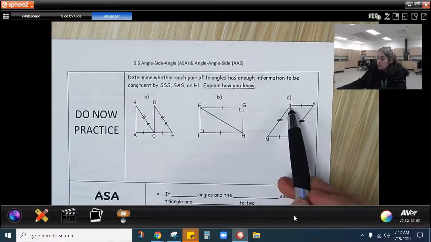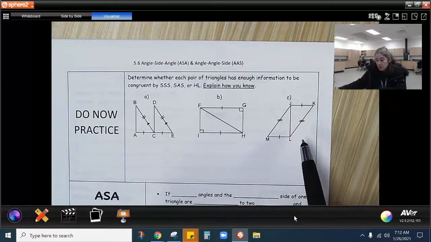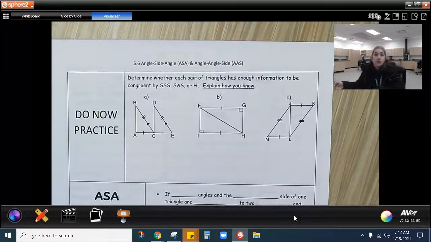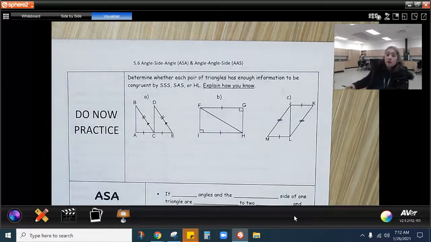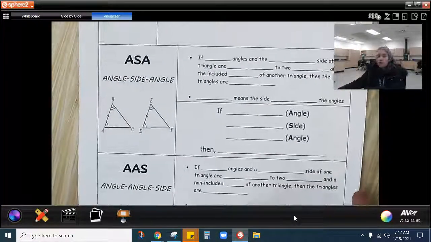And then for this one, JL is congruent to itself by reflexive property or identity statement, either way. And therefore, you know side, side, side. So all three of them are congruent. So today we're going to learn our last two ways of determining congruence.